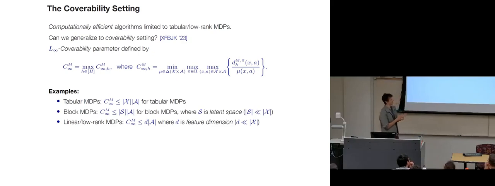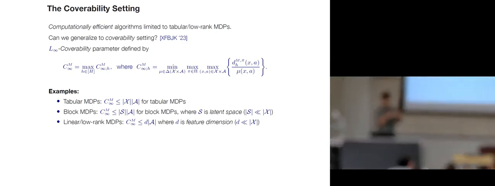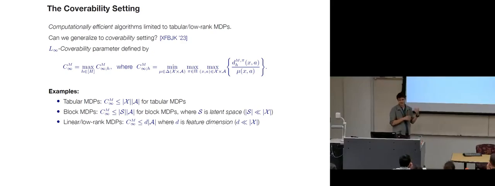And there are some nice examples where this thing is bounded. Like tabular MDPs, it's always bounded by the number of states. Block MDPs, like latent tabular MDPs, it's always bounded by the number of latent states. And in linear settings, it's bounded by the dimension.